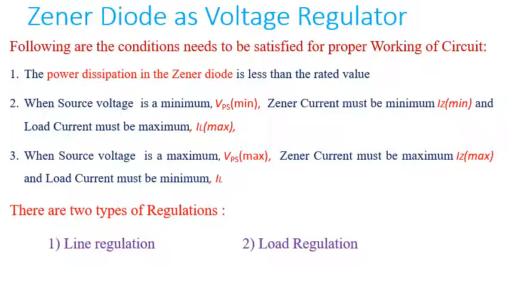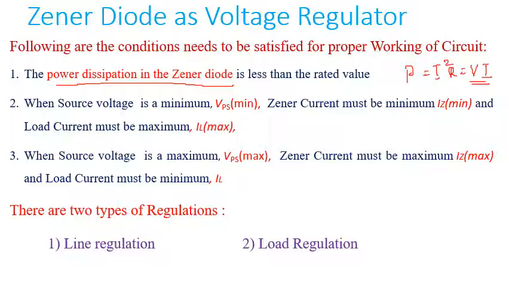The following are the conditions which need to be satisfied for proper working of the circuit. Number 1, the power dissipation of a Zener diode is less than the rated value. The Zener has a rated power rating. It should not exceed the rated power. Power is always I square R, or is equal to VI, that is the voltage across the Zener and the current across the Zener should be restricted to the power rating of the Zener diode.